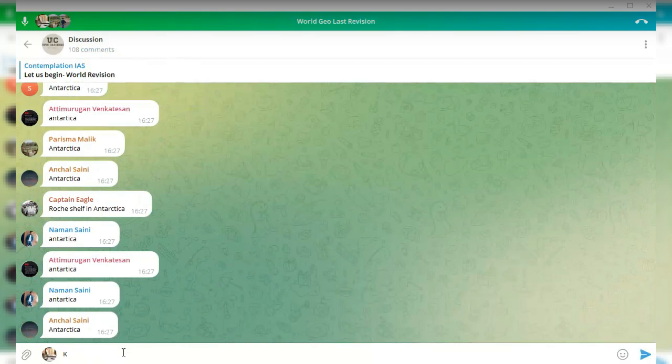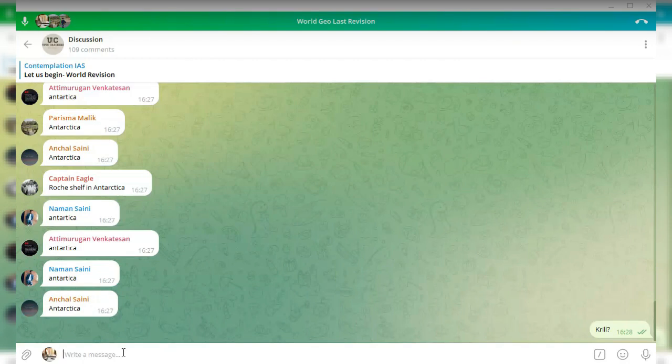Then what is the role of krill? First of all, what it is, for those of you who don't know, and what is the role of this krill? Significance or location or whatsoever you can think about this. Anyone?